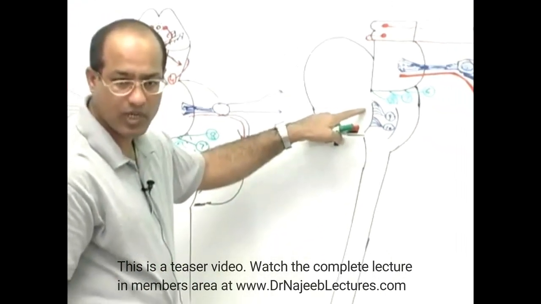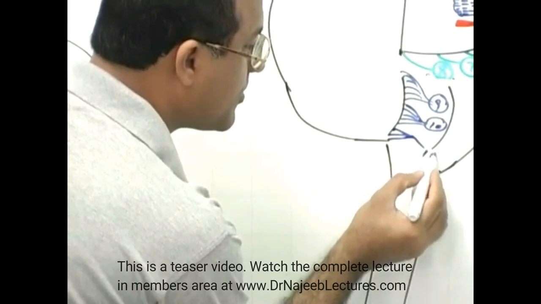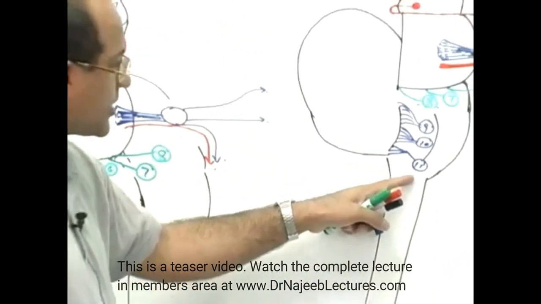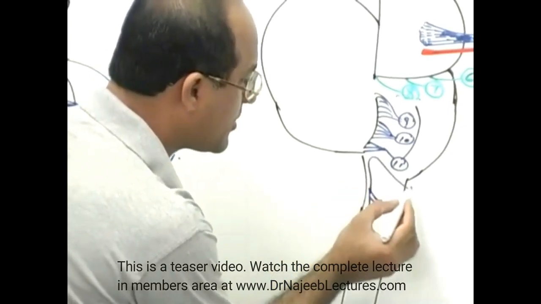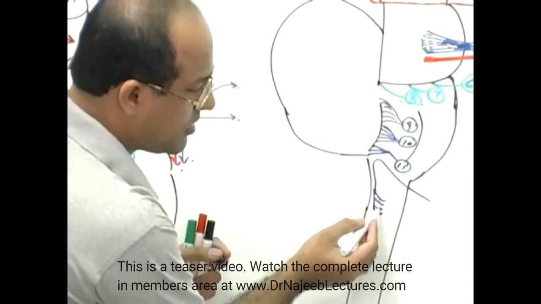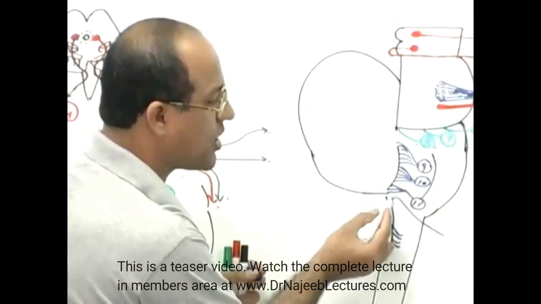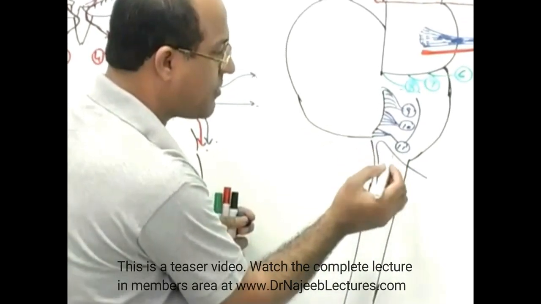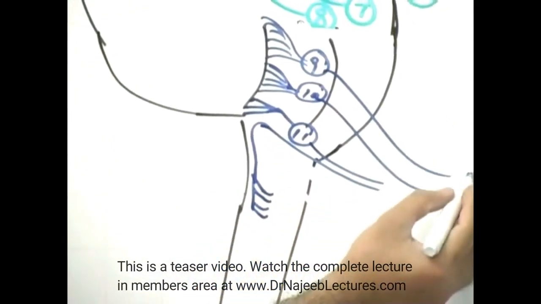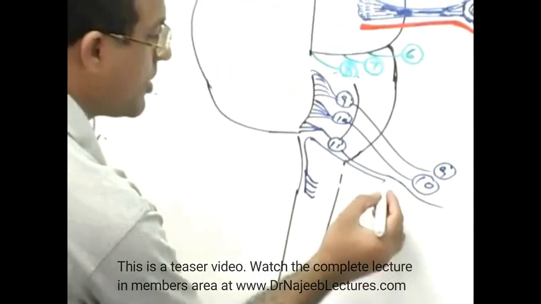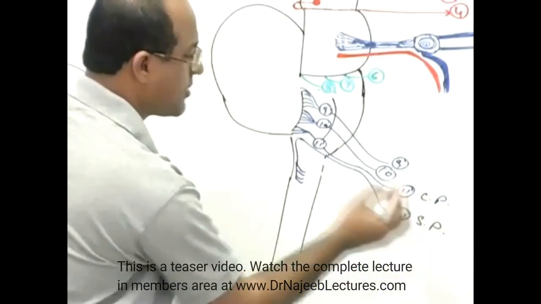Ninth nerve is glossopharyngeal, tenth nerve is vagus, and then here is the cranial part of the 11th nerve. And here there is the exit of the spinal part of the 11th nerve. Its rootlets make a bundle which moves upward through the foramen magnum, and it meets with the cranial part of the 11th nerve, right? Here is the 10th nerve, and here is the 9th nerve. 9th, 10th, cranial part of 11th, and spinal part of 11th.